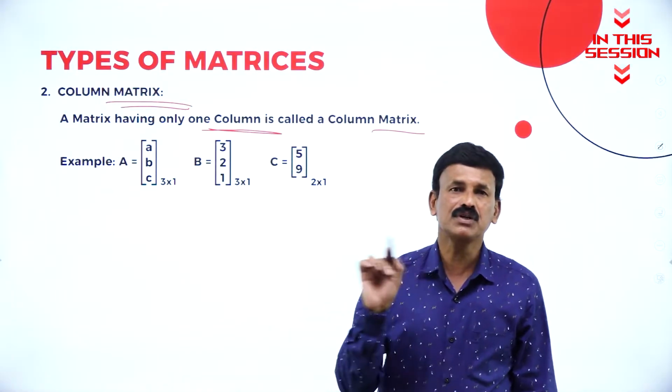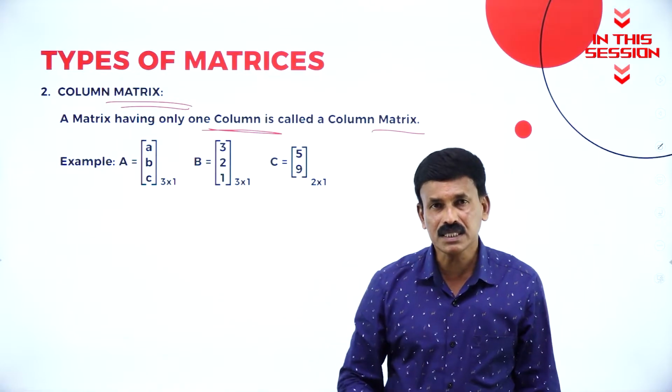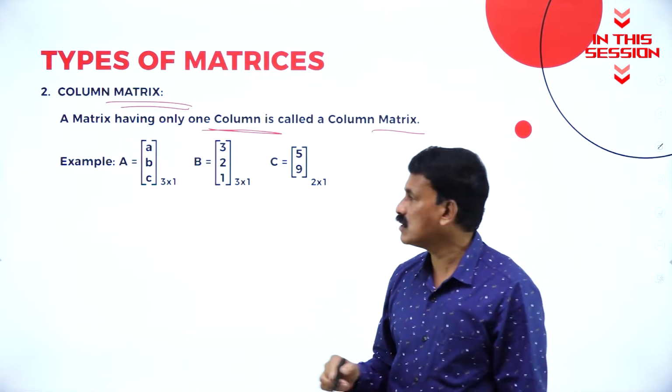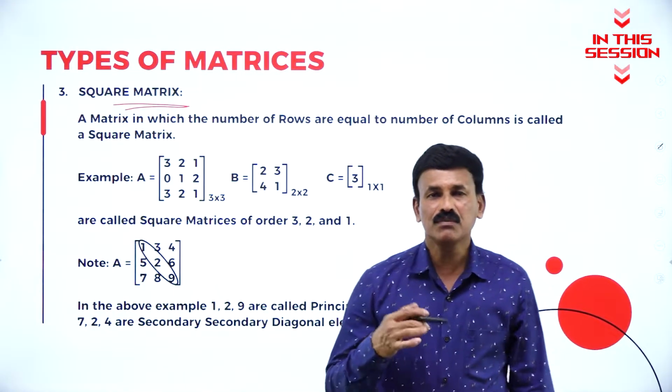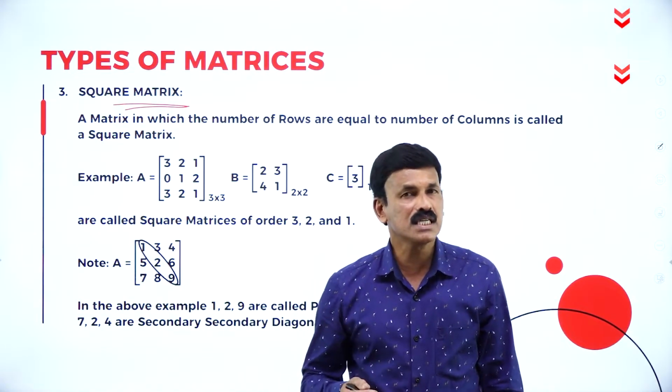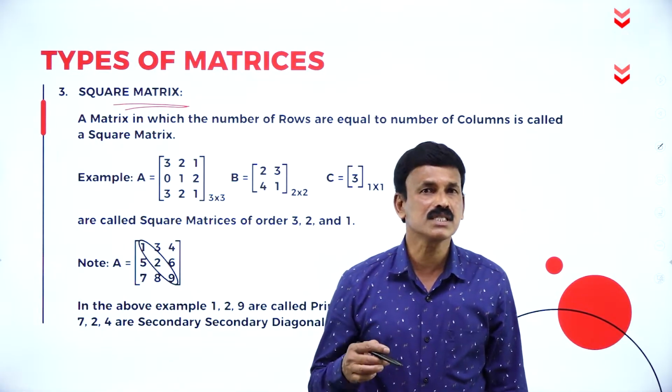A matrix having one row means row matrix. A matrix having only one column is called a column matrix. Square means equal. If the number of rows and number of columns are the same, then such a matrix is called a square matrix.